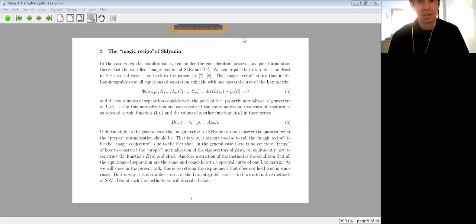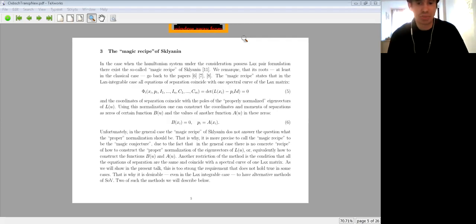Unfortunately, in the general case, the magic recipe of Skrypnyk doesn't answer the question of what the proper normalization should be. That is why it is more precise to call the magic recipe a kind of magic conjecture, due to the fact that in general there is no concrete recipe of how to construct the proper normalization of the Baker-Akhiezer function, that is, of the eigenvectors of the Lax matrix, or equivalently how to construct in general the functions b of u and a of u.